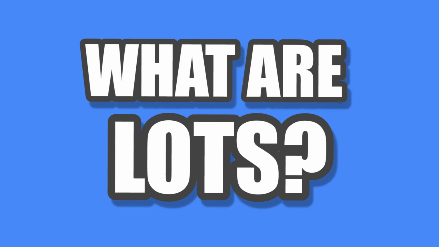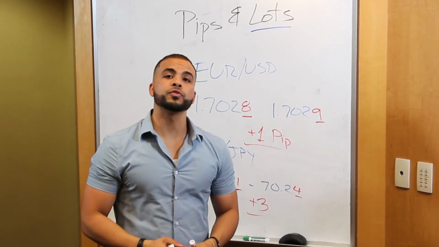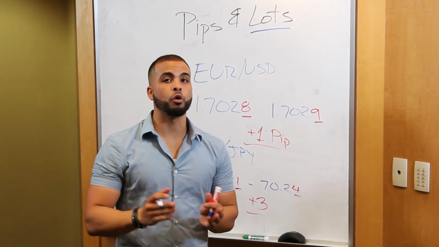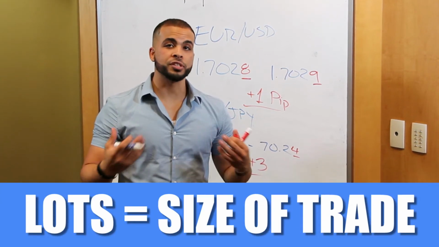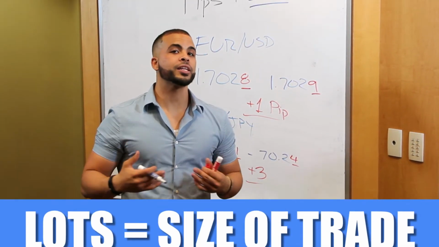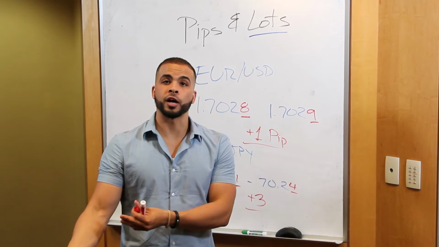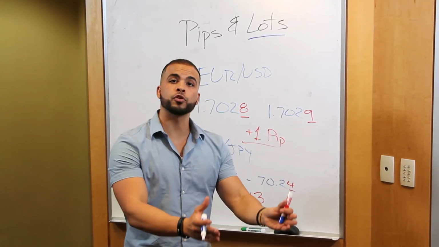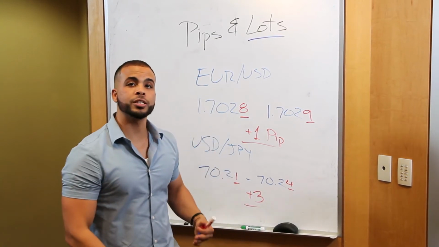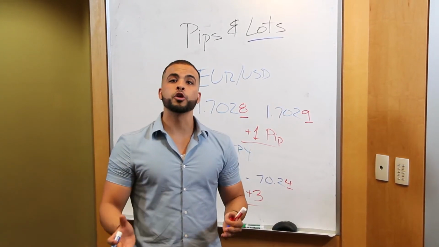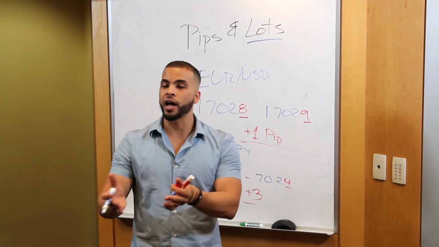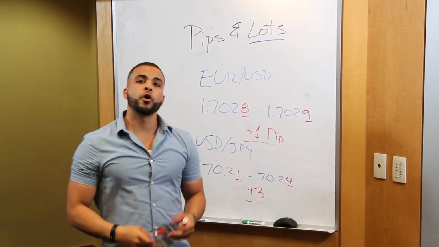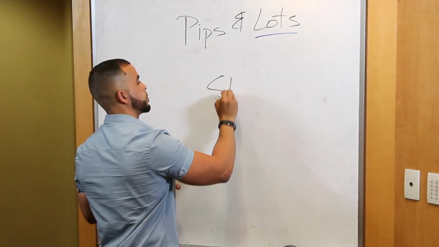What are lots? Lots represent how much of a currency you are buying or you are selling. Pretty much the size of the trade. Think of it like the stock market and shares of a stock. If you buy 10 shares of Coca-Cola, you have 10 shares of Coca-Cola, right? So if you're going to trade the euro versus the USD, you could trade 10 lots, 5 lots, or 1,000 lots.